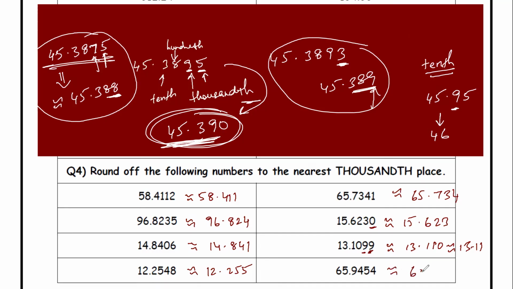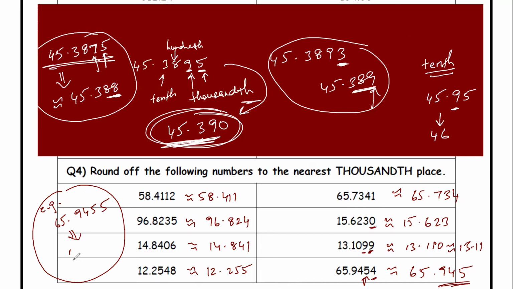And that one is 65.945, because this place is lesser than 5. Therefore, rounding it off, it remains the same. So another example: if it was 65.9455, then it would round off to 65.946. Got it?